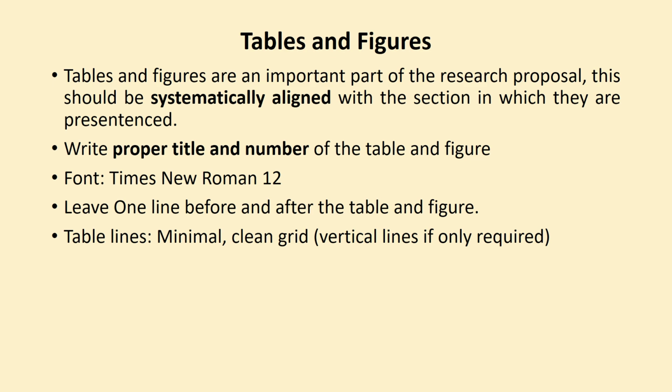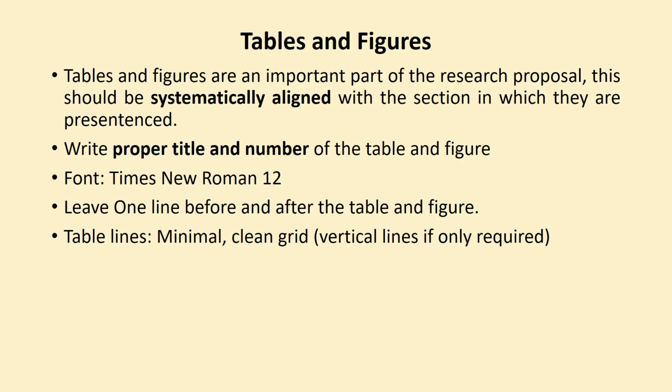In the research proposal, there are several kinds of tables and figures that a researcher has. So it becomes the prime responsibility of a researcher to make sure that all tables and figures are properly mentioned where they are supposed to be mentioned. For example, if you have taken some table in section 4, it should be there in section 4 with proper numbering. Tables and figures are an important part of a research proposal. They should be systematically aligned with the section in which they are presented.